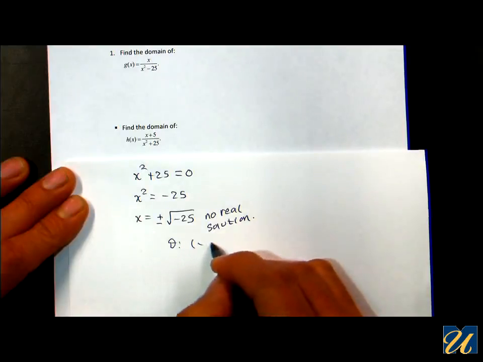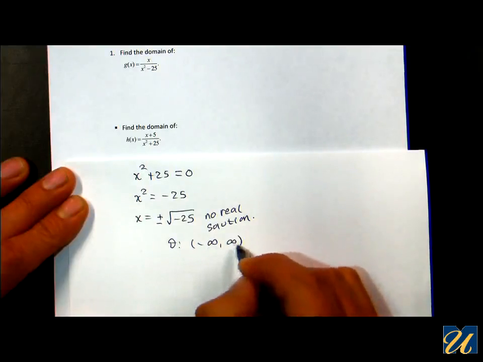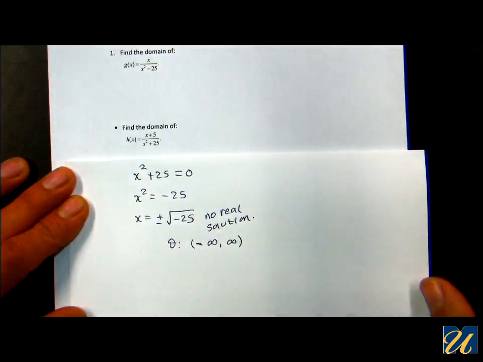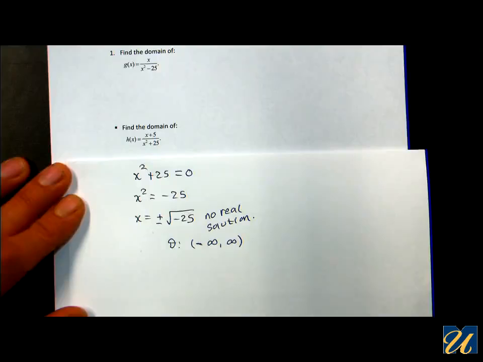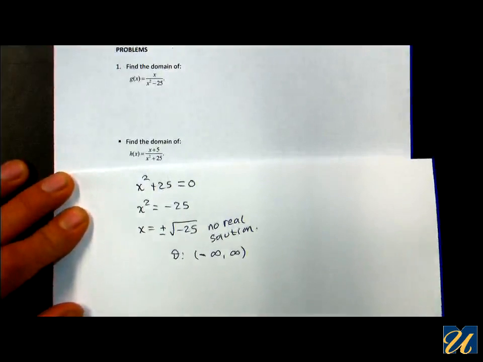So the domain will be all real numbers from negative infinity to plus infinity. There's no value that you can't use even though we have a rational function. That happens sometimes.